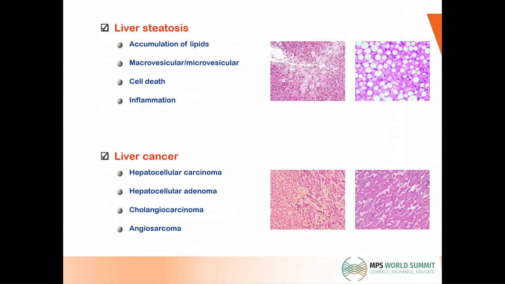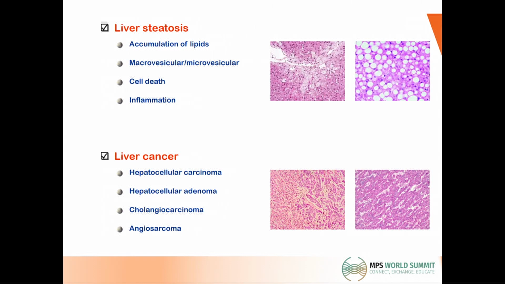Now undoubtedly, the most common type of chronic liver toxicity, or at least the best studied one, would be liver steatosis, which results from the accumulation of lipids, mainly triglycerides, in the hepatocytes. They do so in the form of lipid droplets, and these droplets can be very big, as shown here, which is called macrovesicular steatosis.